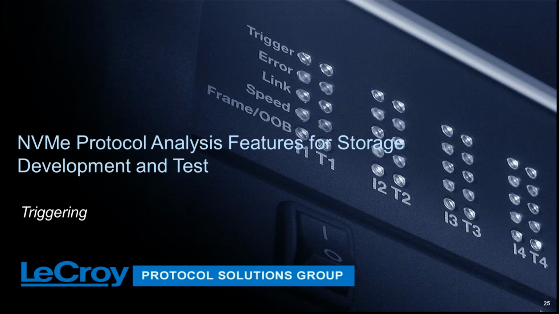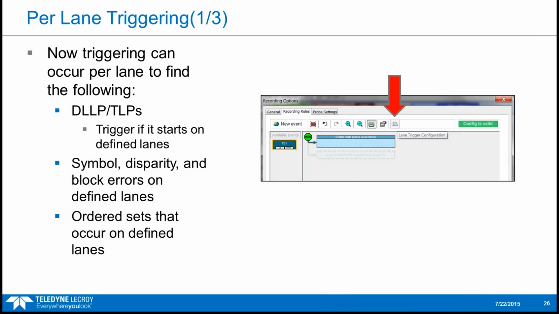Now let's go on to a very important topic, triggering. Triggering is something that we continue to expand and work on depending on what our customers want us to do. One of the things that has been a request for a while is being able to do per lane triggering. So we've now added this functionality, and it can be enabled by selecting this icon here to the right. We can basically trigger on items like DLPs, TLPs, symbol disparity, block errors, and ordered sets. And I'll show you exactly how we can do that.